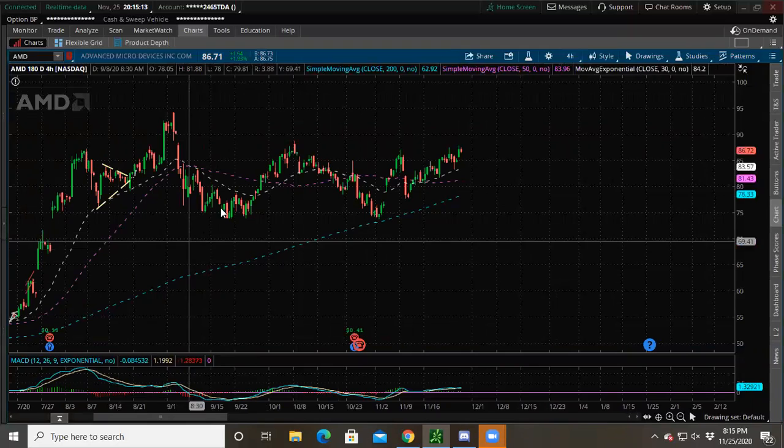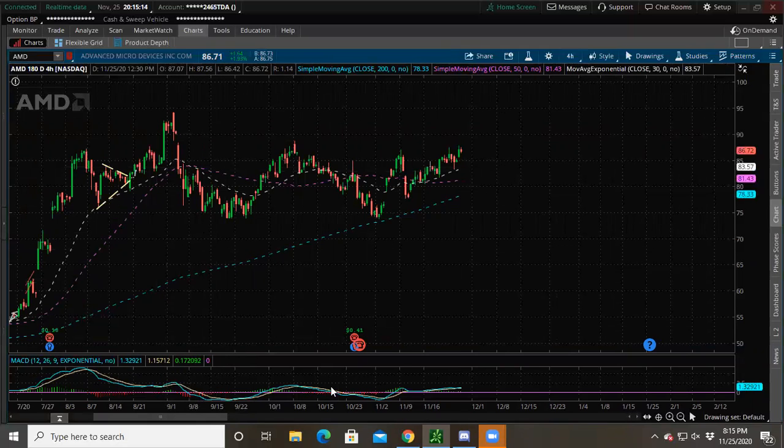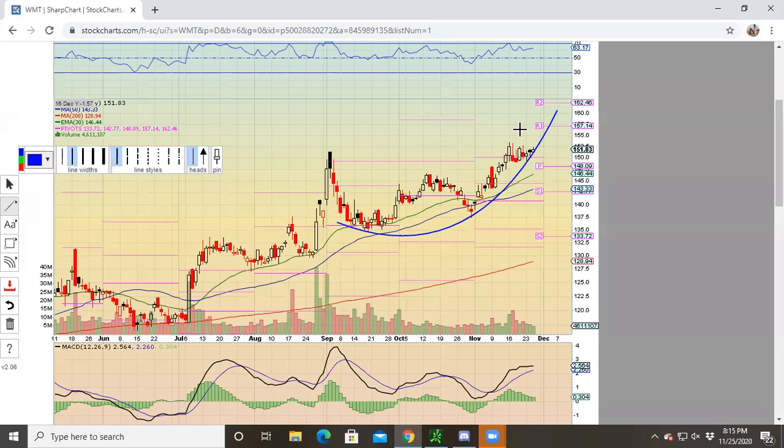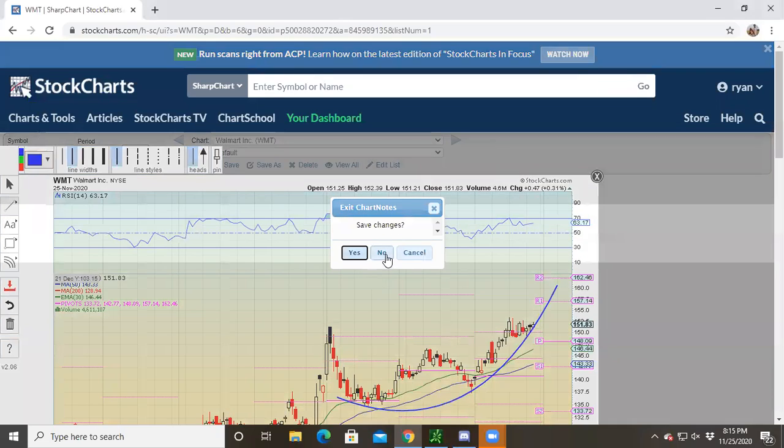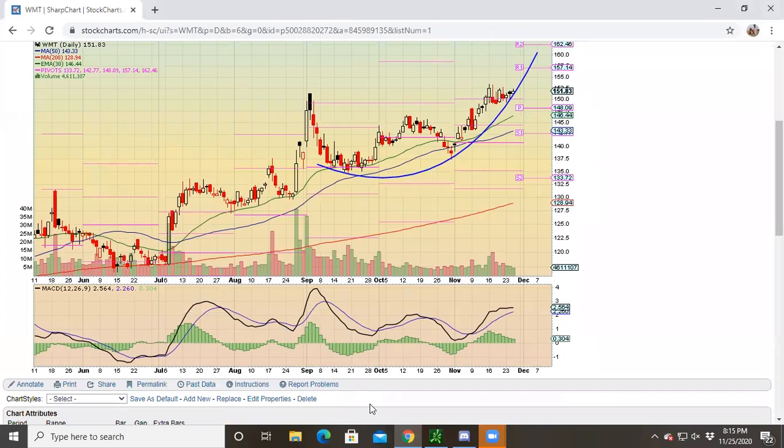All right, guys, but yeah, that's pretty much what I use: is TOS, and I use stock charts. Okay, I'll go over stock charts here in a bit. But first, we're going to crank up TOS.